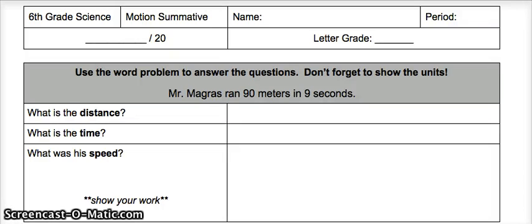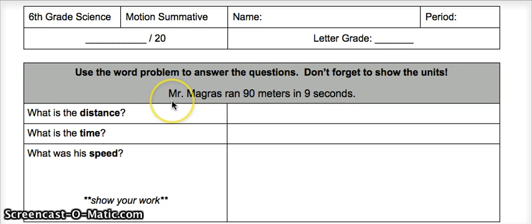Hi, sixth graders. Here's your sixth grade science motion summative. You should put your name and period number at the top. We are going to go ahead and start with question number 1. It says, use the word problem to answer the questions. Don't forget to show the units. You must remember the units.